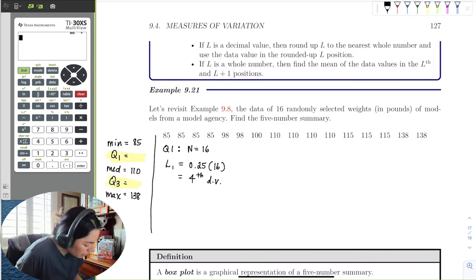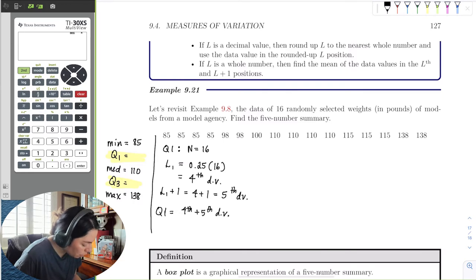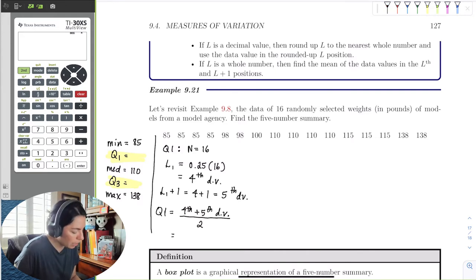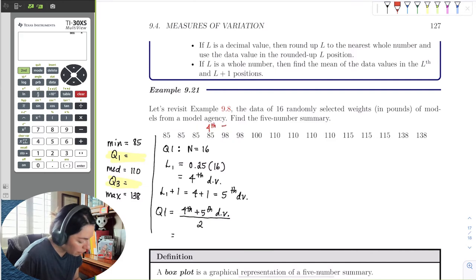Okay, so this means that here is the fourth data, and then L1 plus 1 is going to be 4 plus 1, which is the fifth data value. So Q1 is going to be equal to the fourth data value plus the fifth data value divided by 2. So if I just count, 1, 2, 3, 4, 5. So here's our fourth data value and our fifth.